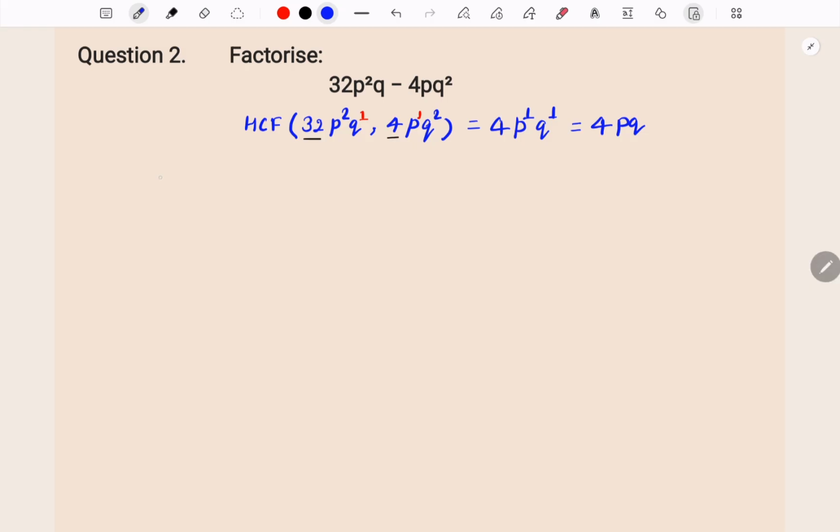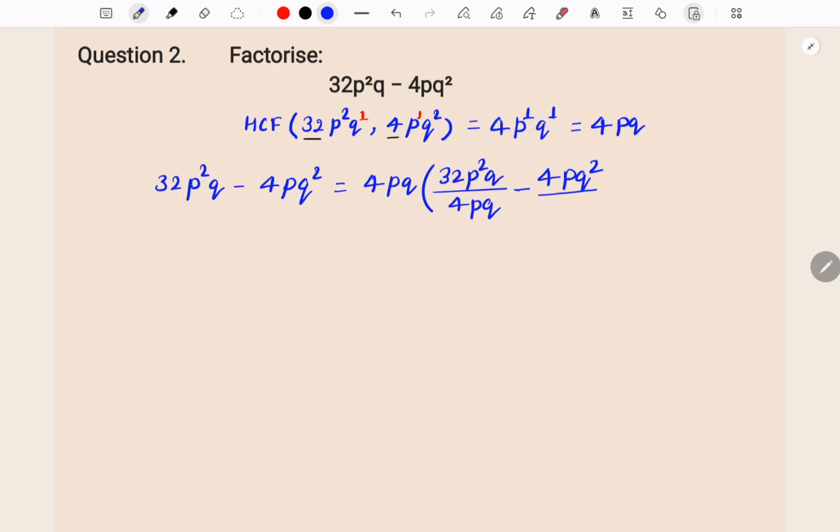Let me rewrite the expression. We have 32p squared q minus 4pq squared, right? Now let's factor out 4pq. And if I factor out 4pq, then I will have to divide every term with 4pq, right? 32p squared q divided by 4pq, minus 4pq squared divided by 4pq. Okay, now let's solve inside the bracket.